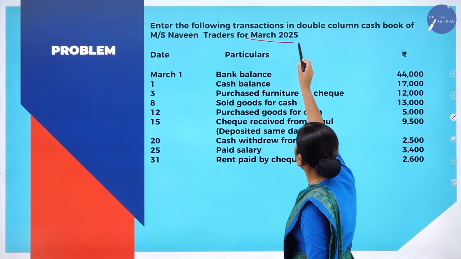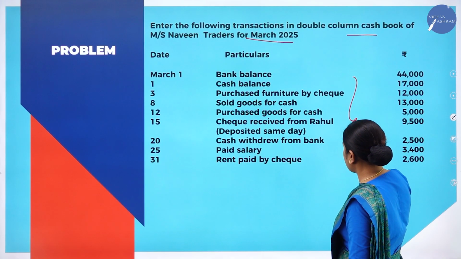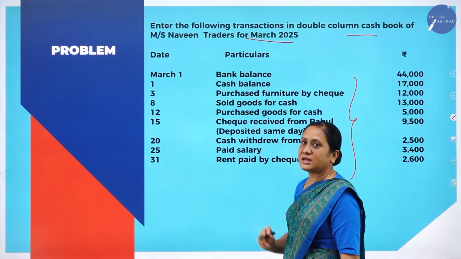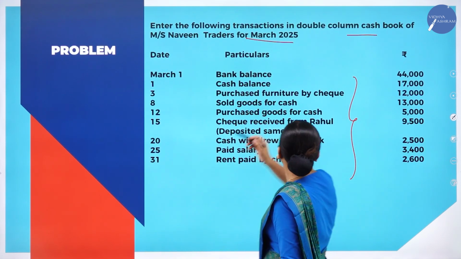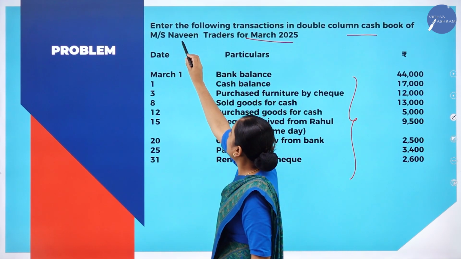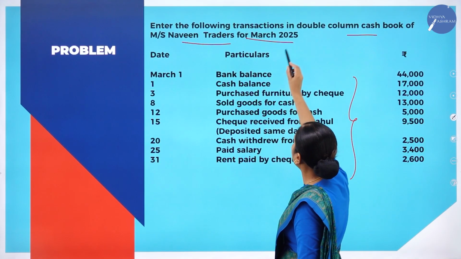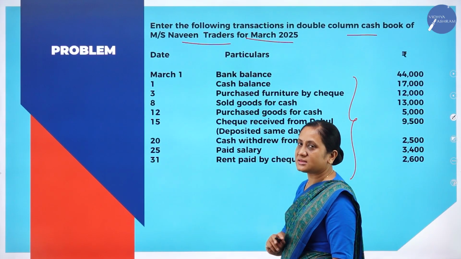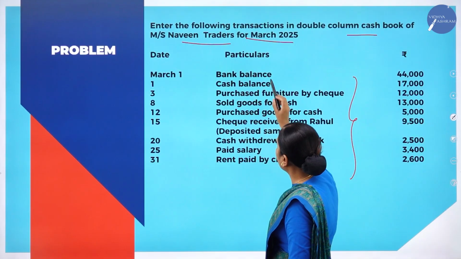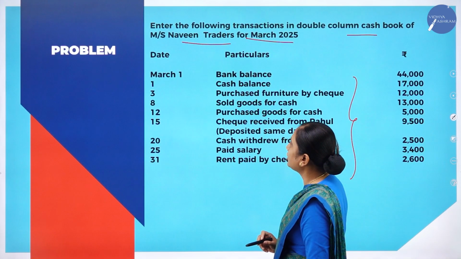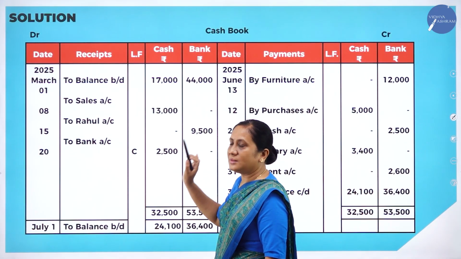Okay, enter the following transactions in the double column cash book. They have given us few transactions here. Looking into these transactions, we have to prepare the double column cash book of Messrs. Naveen Traders for March 2025. This is the problem given. Now March 1, bank balance. After this, what we have to do is, we have to prepare the cash book. We have to keep the columns ready.